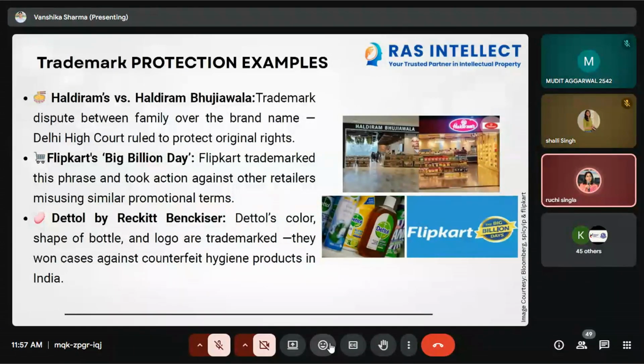Then Flipkart's Big Billion Day. Flipkart trademarked this phrase and took action against other retailers. So Big Billion Day is also trademarked. Then Dettol by Reckitt Benckiser. Dettol's color, shape of bottle, logo are trademarked. They won cases against counterfeit hygiene products in India. So everything in the Dettol bottle is trademarked.